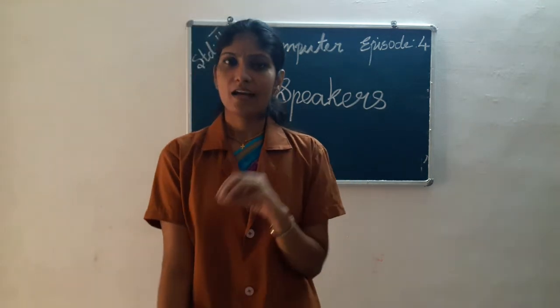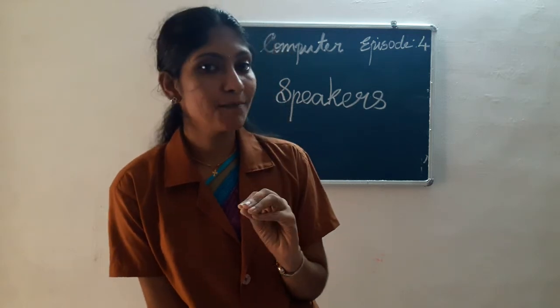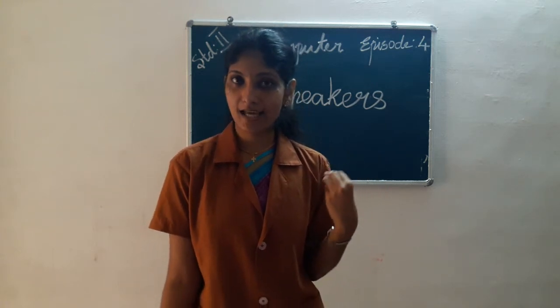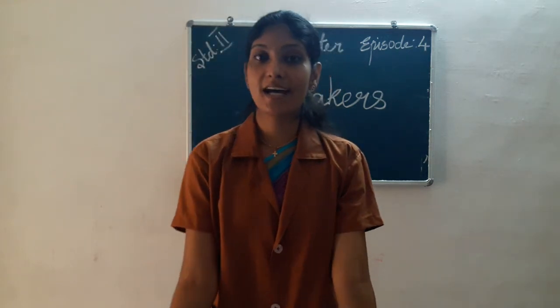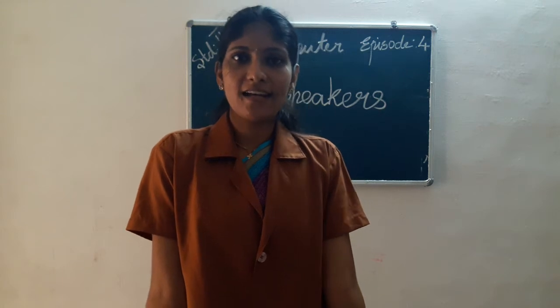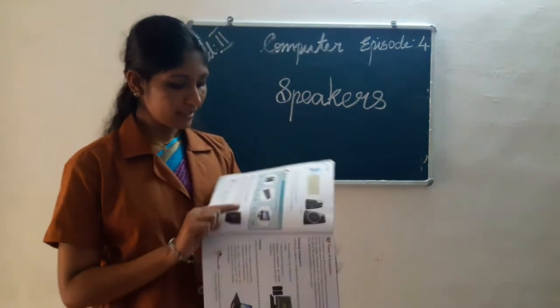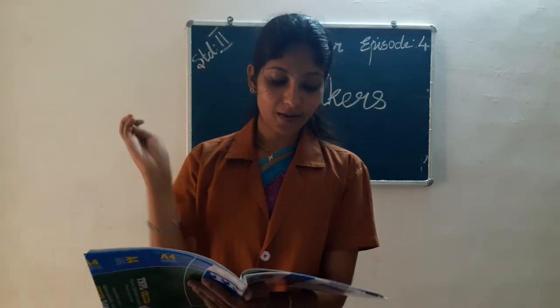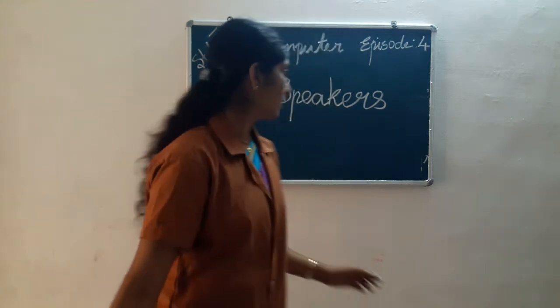Then a speaker is which type of device? It is an output device. Speaker is an output device. Right? And usually speakers are 2 in number, and they also vary in size. Then there is an activity, page number 14 in your textbook. The activity is: write the missing alphabet to name the pictures given below.